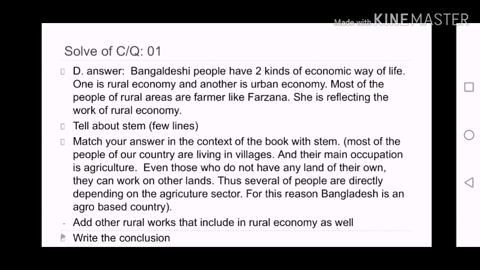And in the conclusion, you can say that Farzana's work matches the work of the rural economy. So we can see and we can say that she is reflecting the work of the rural economy. That is how you can write the answer to question number D of creative question number 1.